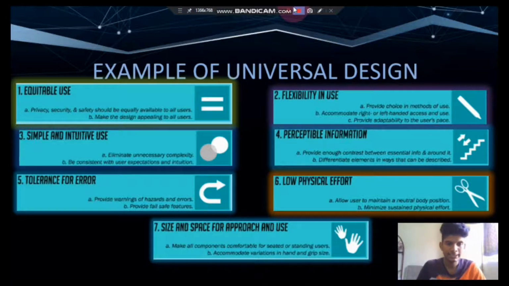Seventh point is size and space for approach and use. Make all components comfortable for seated or standing users. Accommodate variation in hand and grip size.